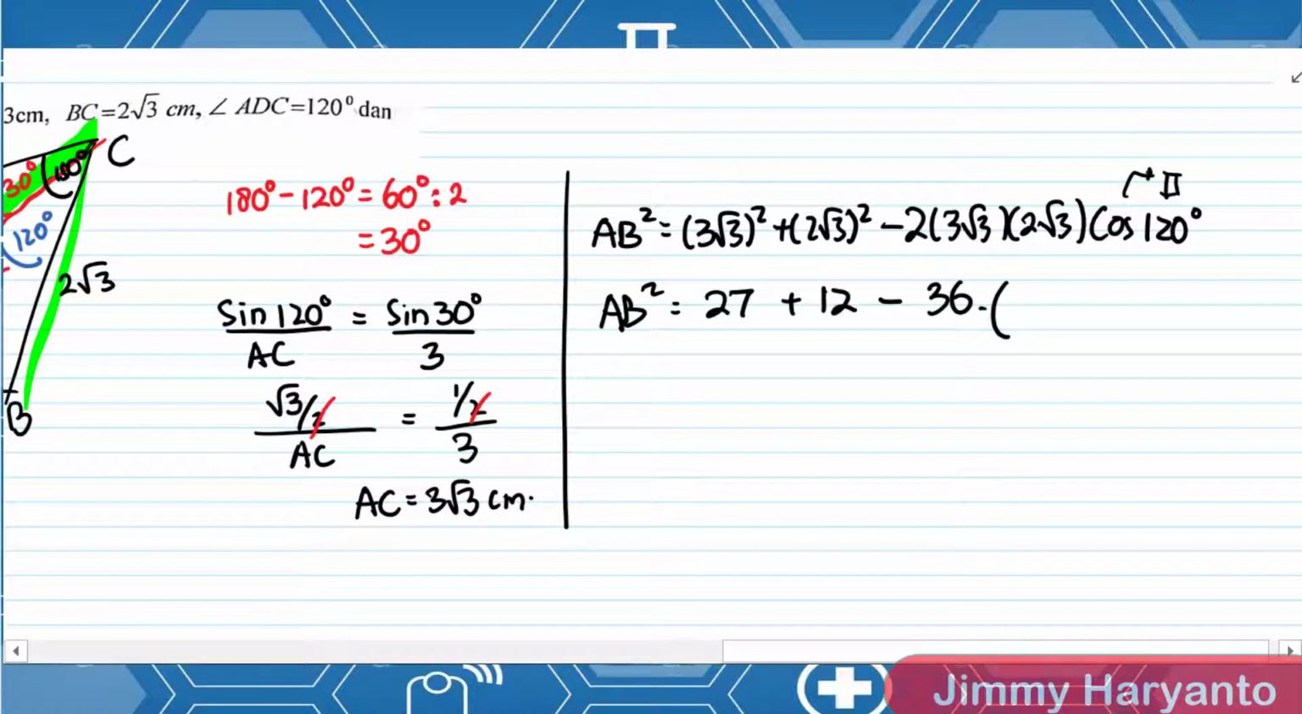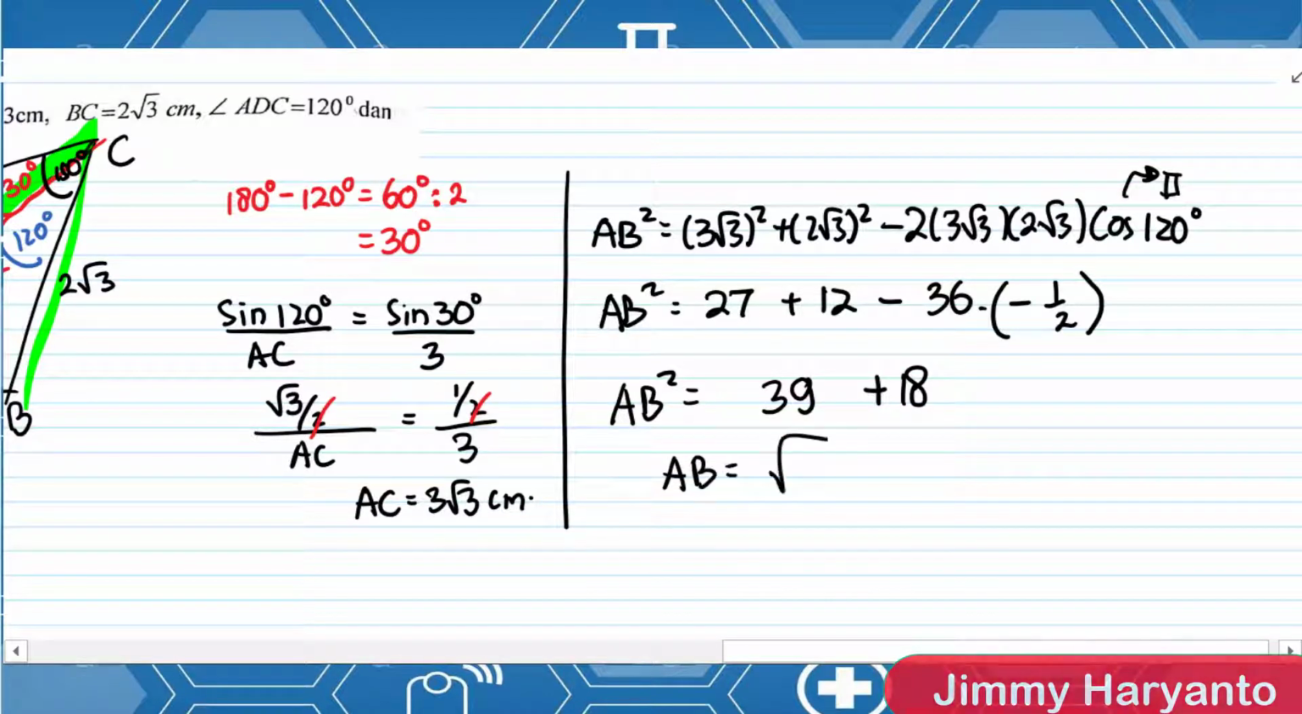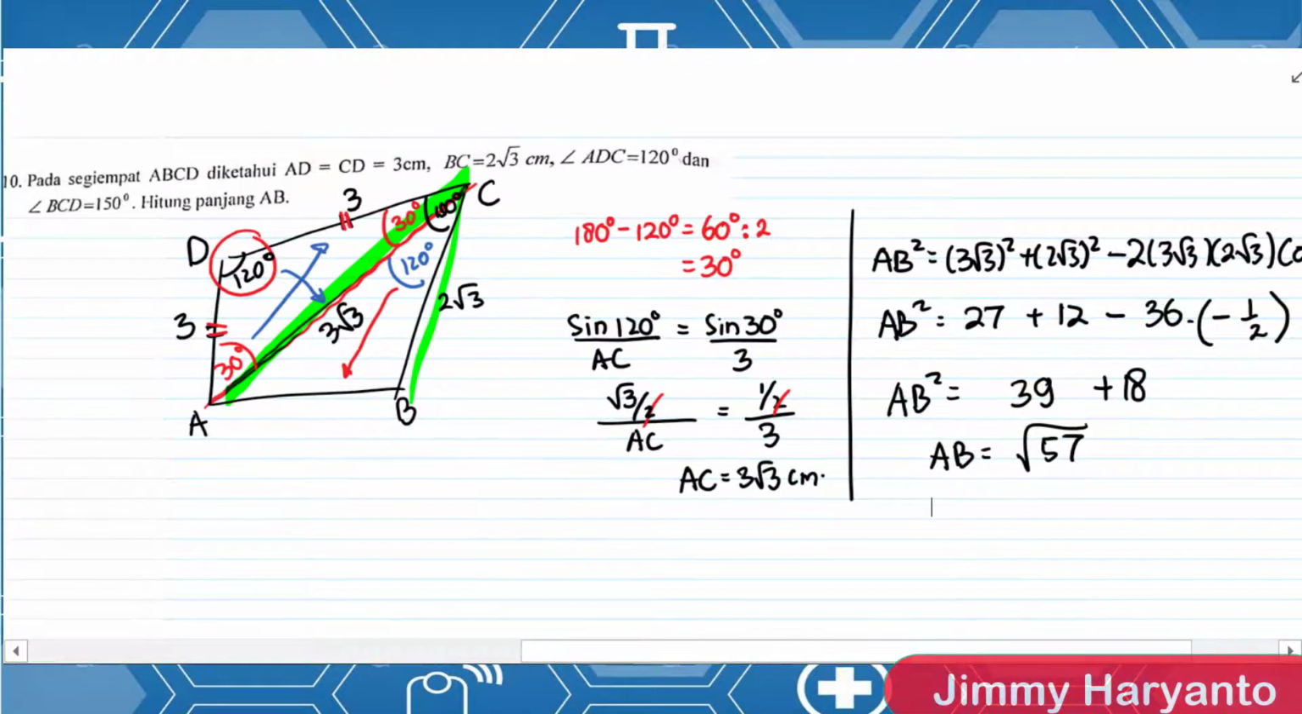120 degrees is in quadrant 2, and cos in quadrant 2 is negative, so it is negative cos 60, and cos 60 is half. So AB squared equals 39 plus 18, which is 57. So AB will be the square root of 57. We cannot simplify that one, it's 19 times 3. So AB will be square root of 57.